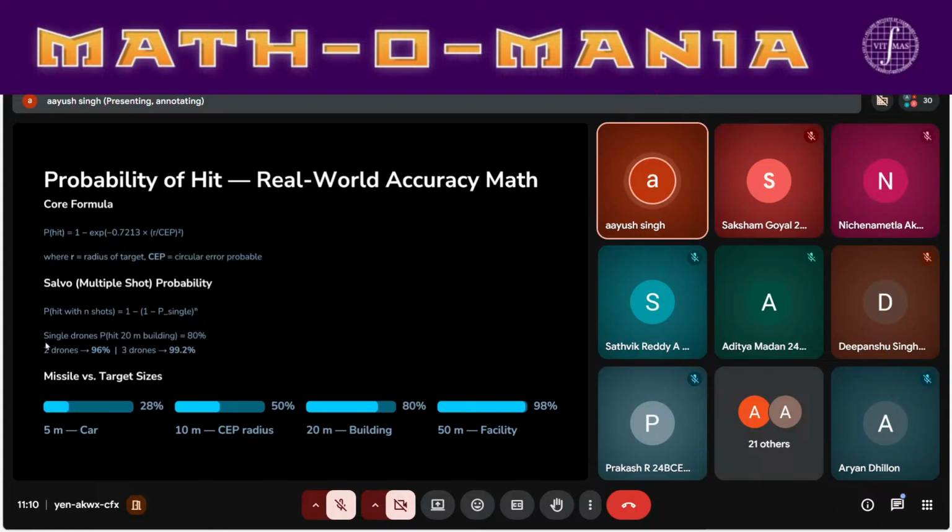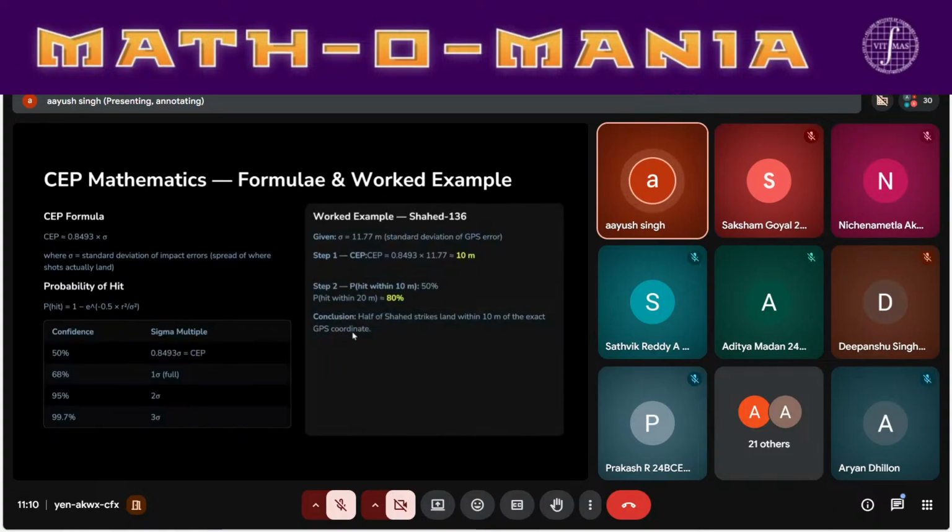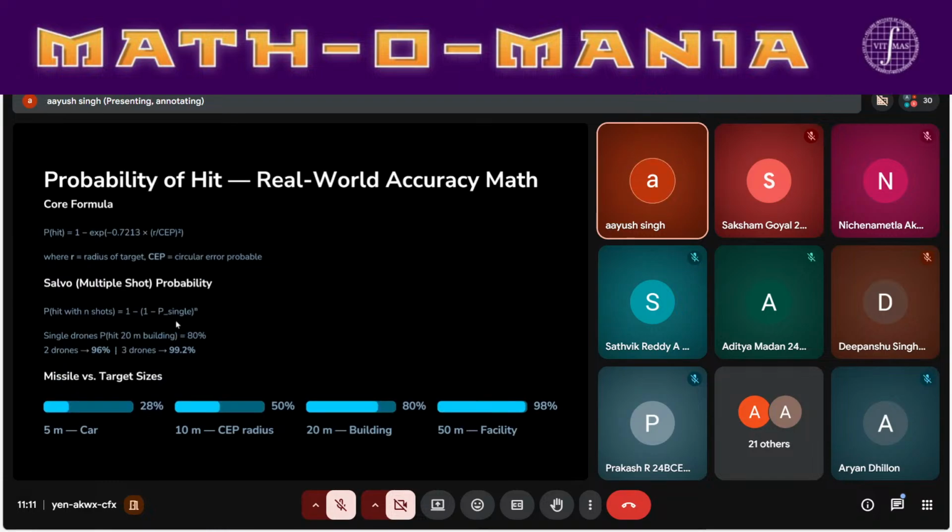We computed that for a single drone to hit a 20-meter range, here we have taken a 20-meter building, it came out to be 80%. For two drones, when we plug this value into the P hit with n shots, we get 96%. Similarly, for three drones, we get 99.2%. That means if we launch three of these similar drones towards a 20-meter building, it is almost certain that it will hit that building regardless of the drag force and other external factors.